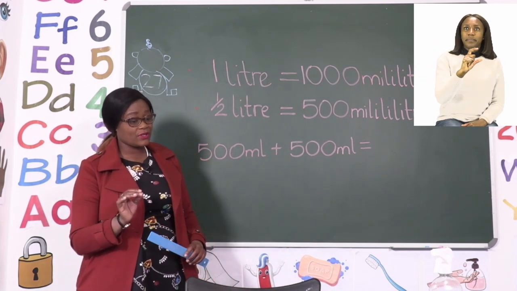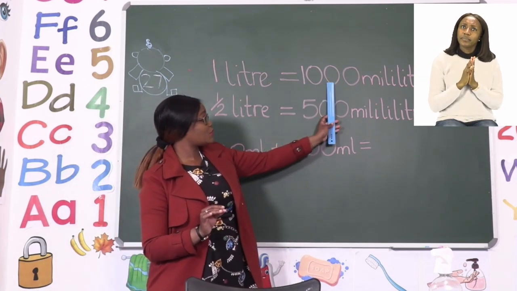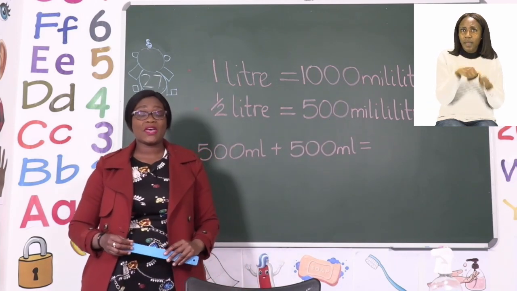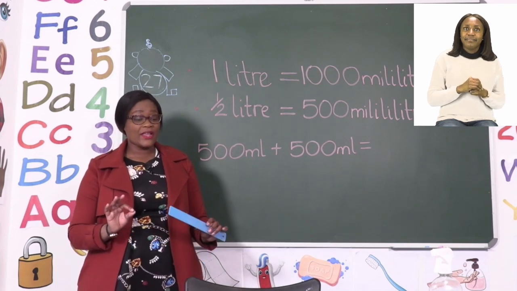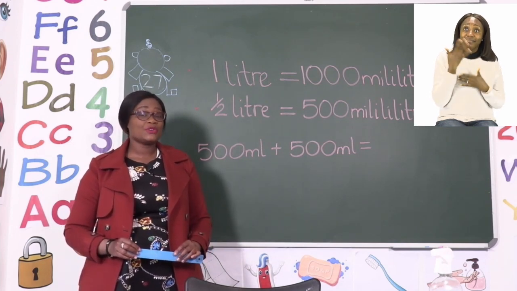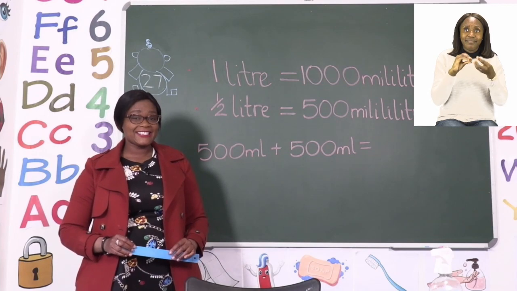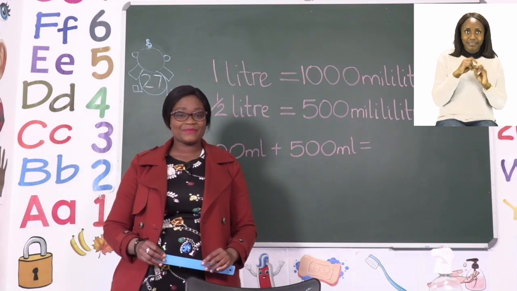Now don't forget, boys and girls, to put the 3 zeros so that we can show that it is for thousands. And then when you're done answering number 1, you can move to number 2. Let's take a look at what number 2 says.